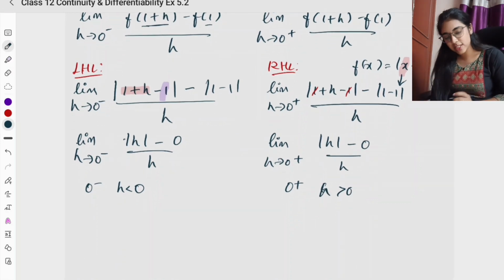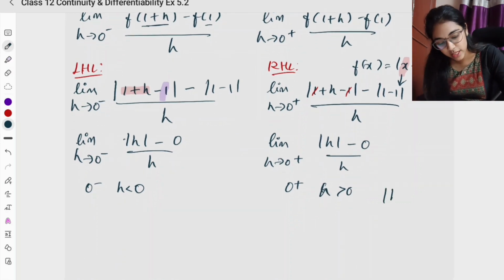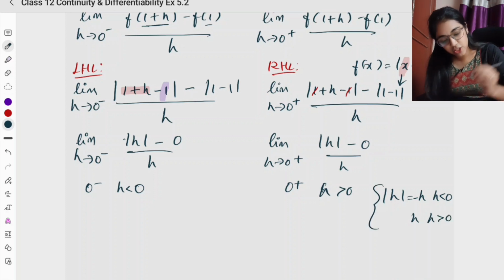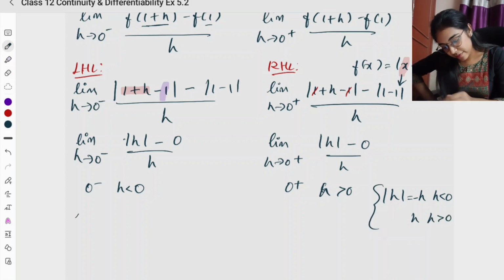You see that? So when h is less than 0, how does the mod function behave? Mod h is nothing but minus h when h is less than 0, and h when h is greater than 0. Positive h and negative h. Correct? So what will the left hand limit be? Limit h tends to 0 minus of mod h is going to become minus h, divided by h in the denominator.